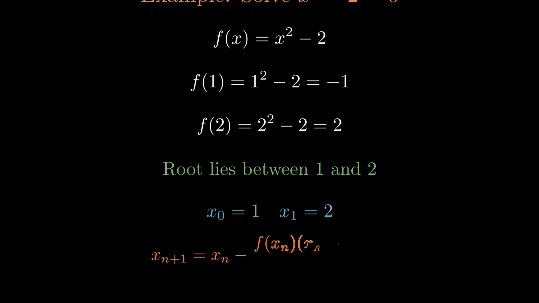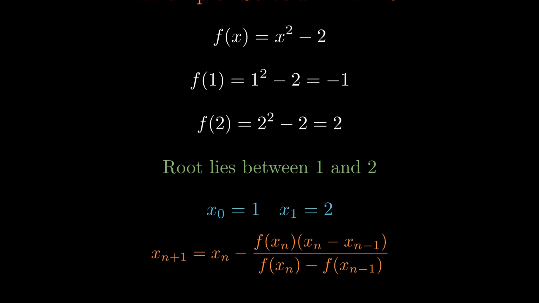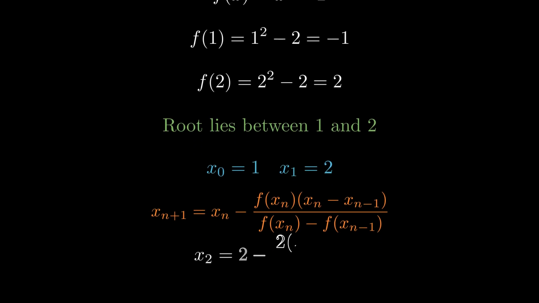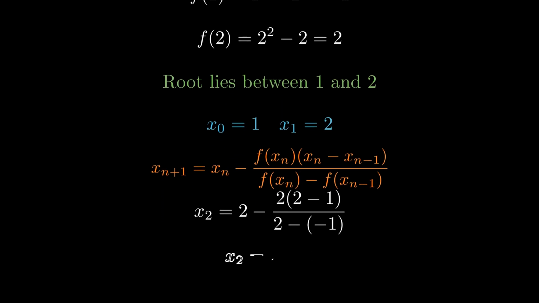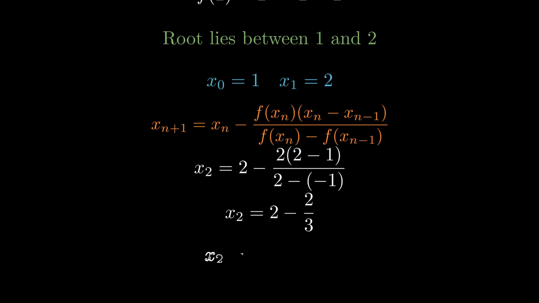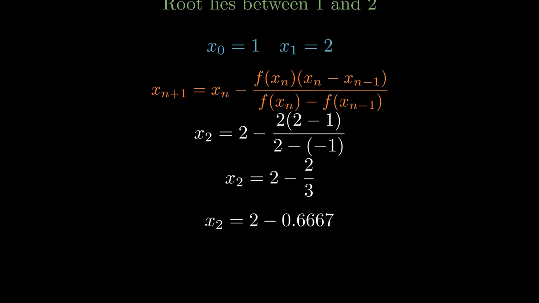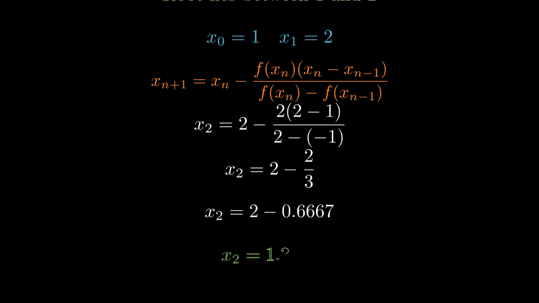Now apply the secant method formula. Substitute the values into the formula. Simplify the denominator. 2 divided by 3 gives 0.6667. Subtracting gives 1.3333.